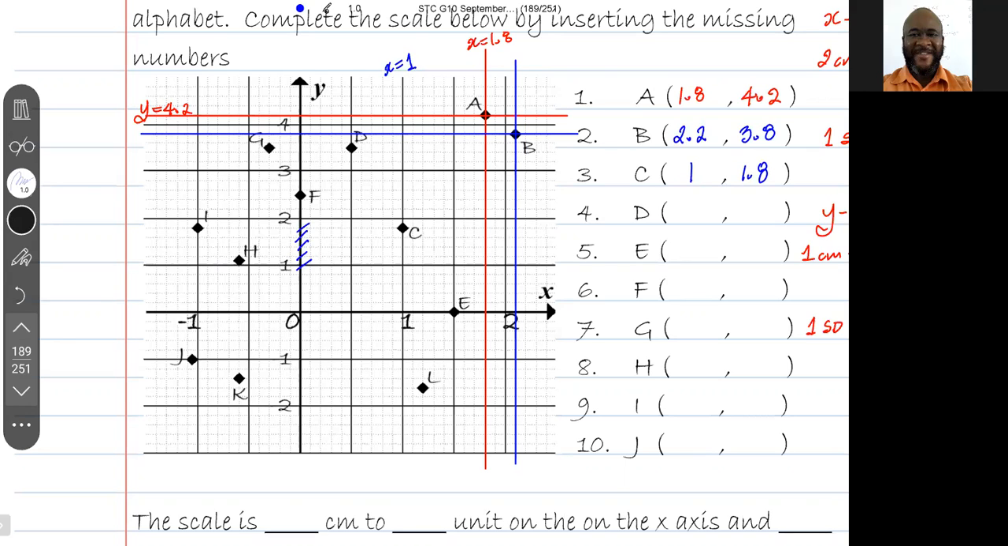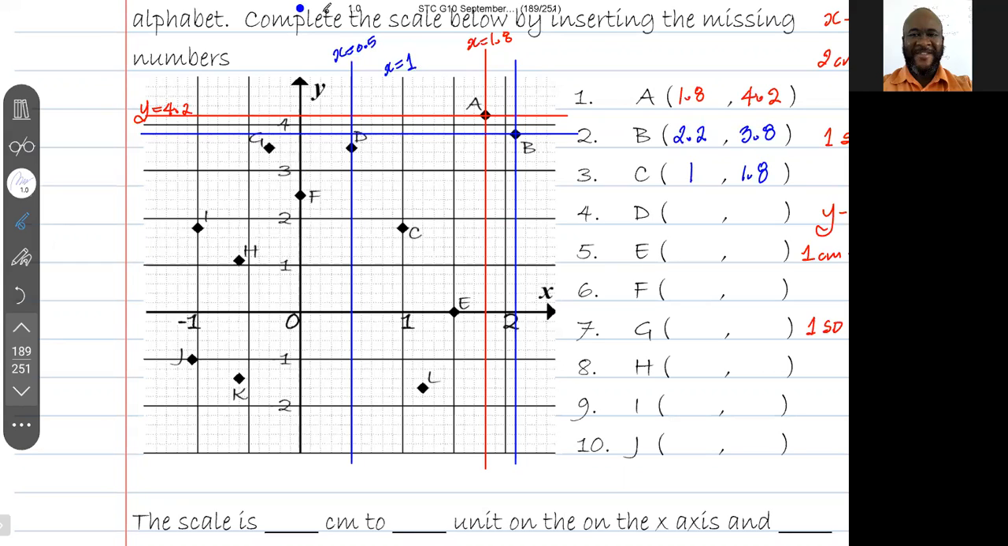D. D is on the vertical line, 0.5. This is the vertical line, x is equal to 0.5. It's in the dead middle between 0 and 1, so it's a half. So this is x is equal to 0.5.